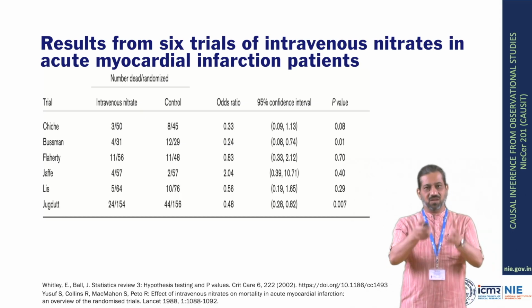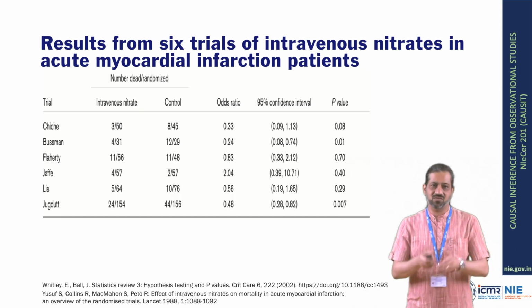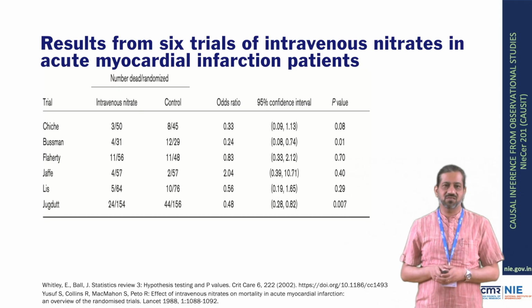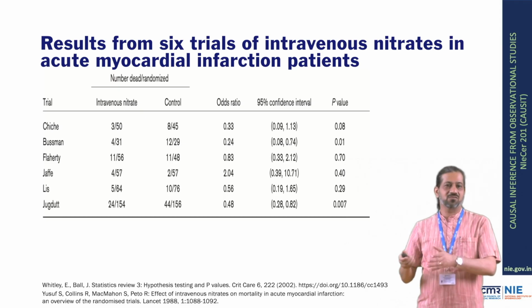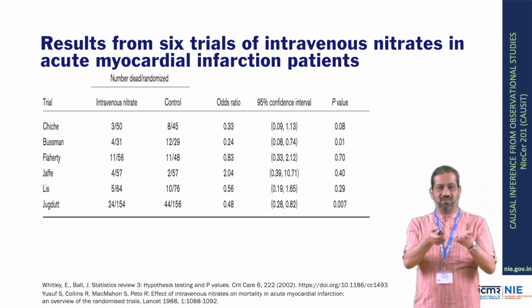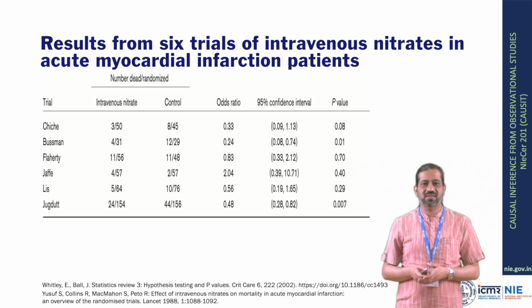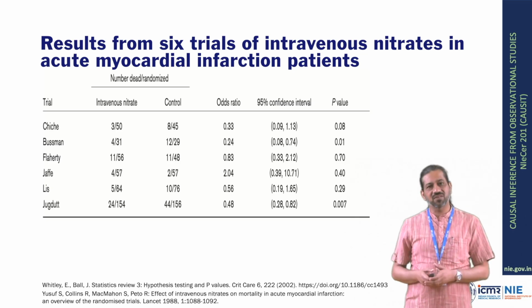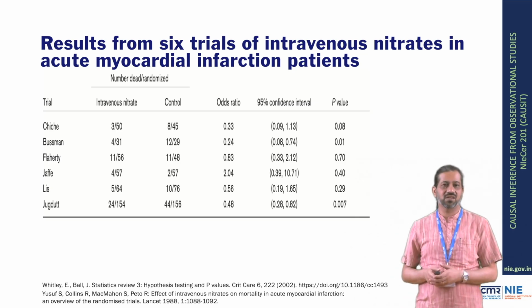You have the number of dead divided by the number randomized for the intervention group, which is the intravenous nitrate group, and the control group where nothing was given. You have the sample size, say, in the Quiche trial, a sample size of 50 in the intervention arm and a sample size of 45 in the control arm.